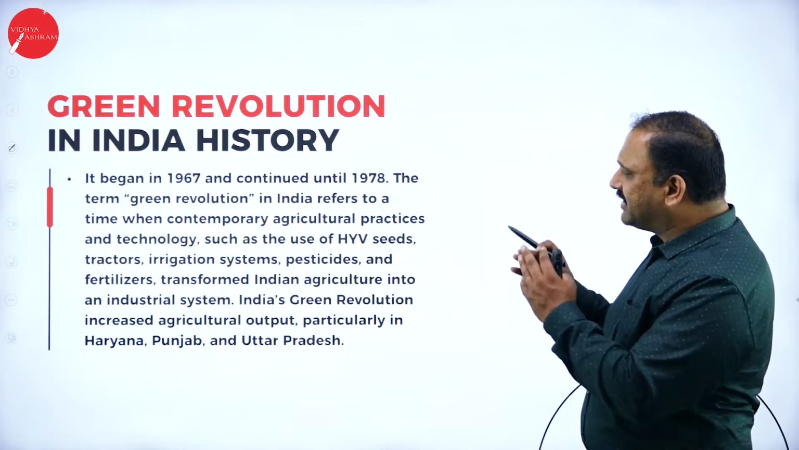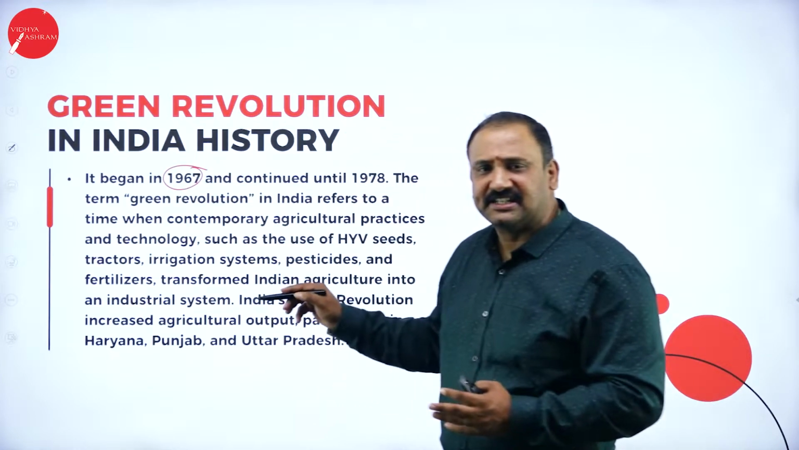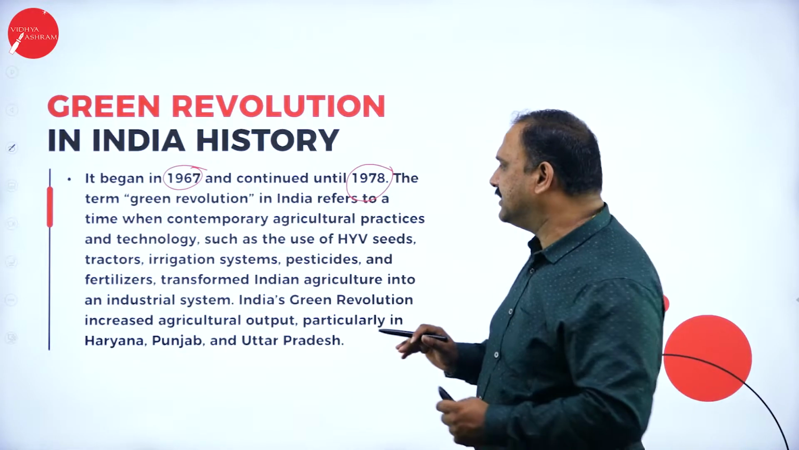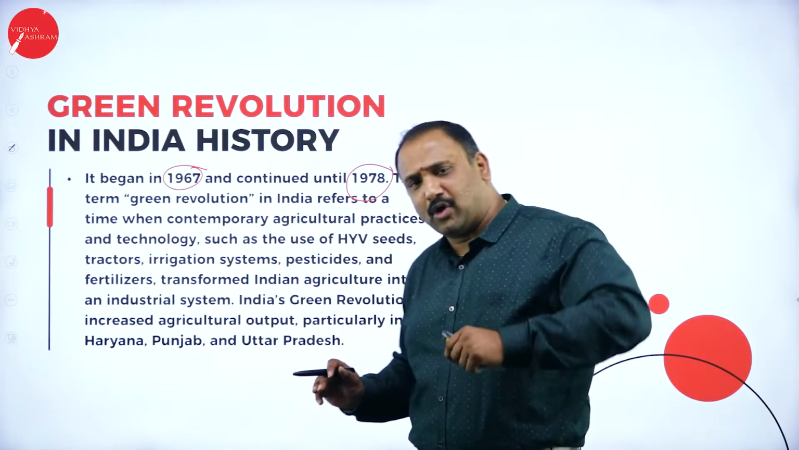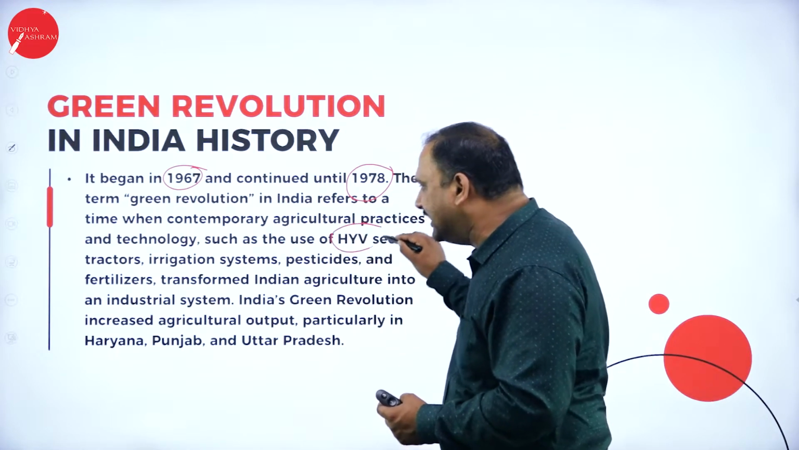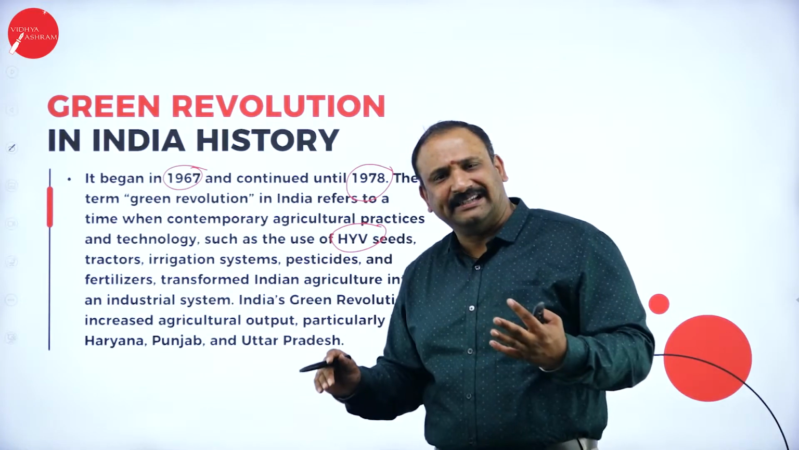Followed by the Green Revolution history. As we know, though it started in the year 1967, it went up to 1978, a whole good 12 years that we were talking about, where the contemporary agriculture was changed and we started getting into this high yielding variety seeds with tractors, irrigations, which transformed the entire system.